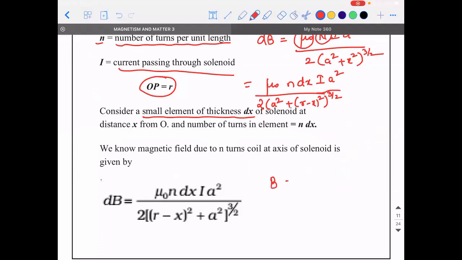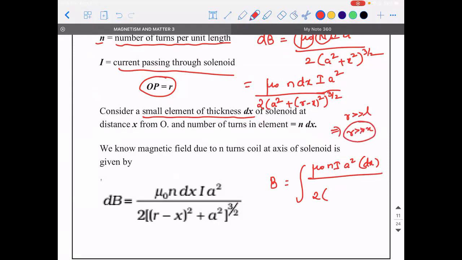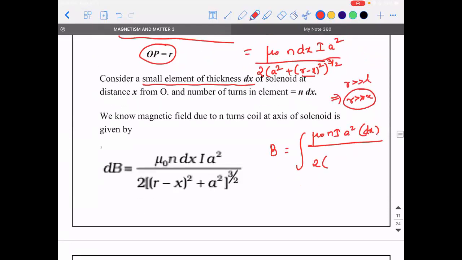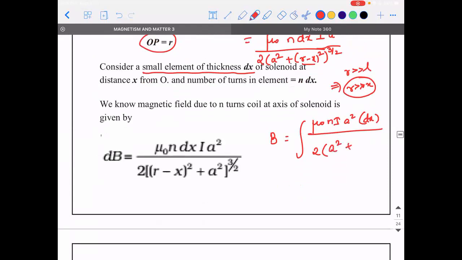So total magnetic field will be integral of mu naught n I A square into dx divided by 2 into, remember I told you r is very much greater than L, which implies r is very much greater than x also, because x is a part of L. When r is greater than L itself, r will definitely be greater than x also. Then r minus x the whole square can be approximated to r square itself.